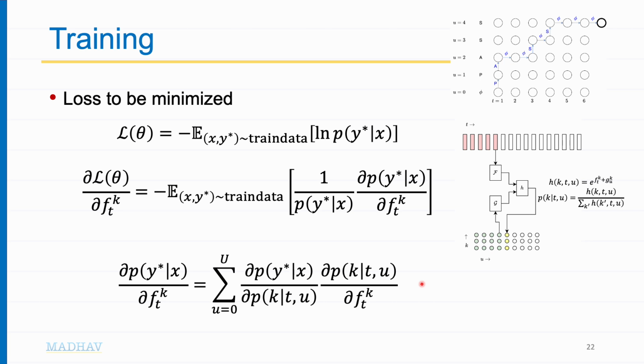So what's happening is P(y*|X) is a function of P(k|T,U) and P(k|T,U), right? So it makes sense that you split it apart in this way, right? So what is the problem here?